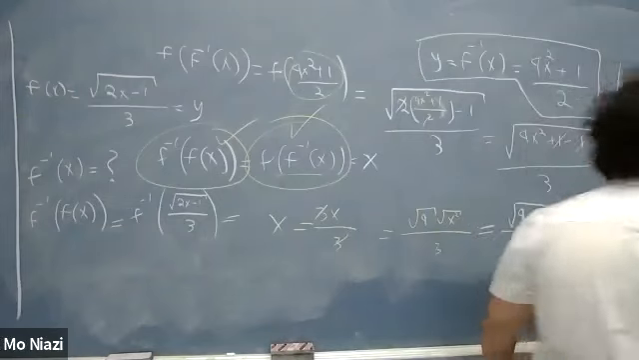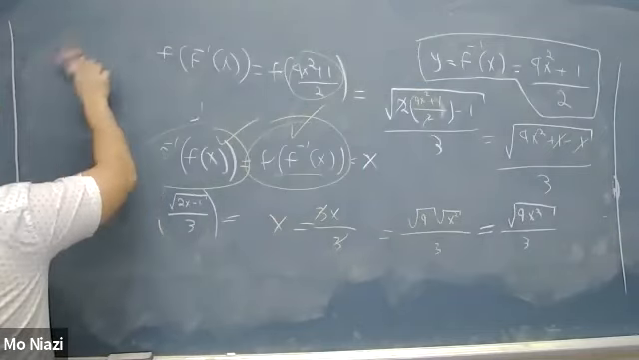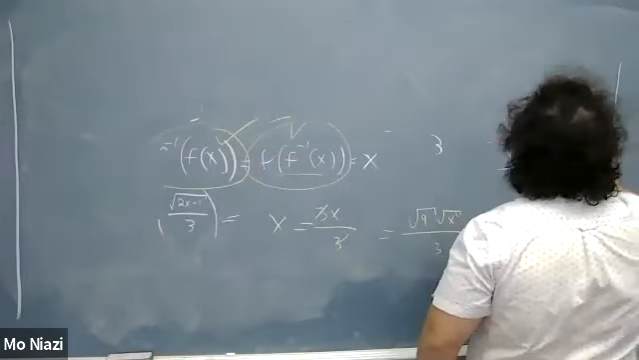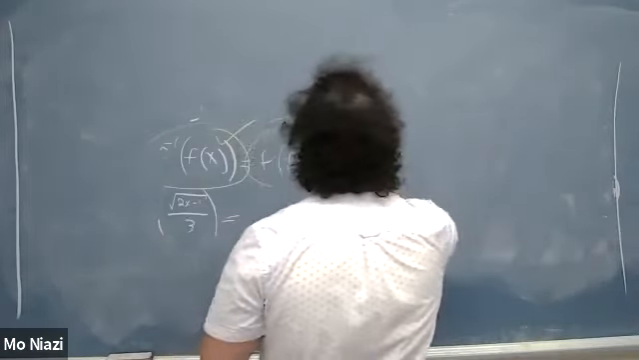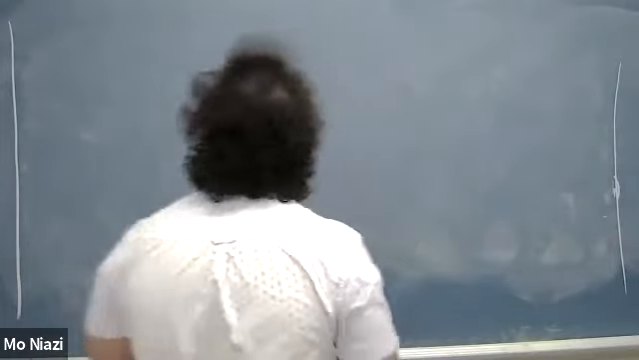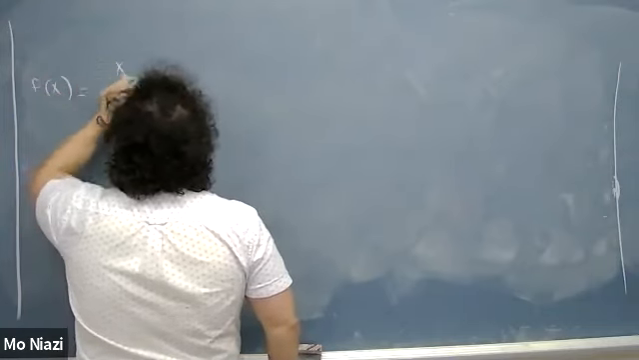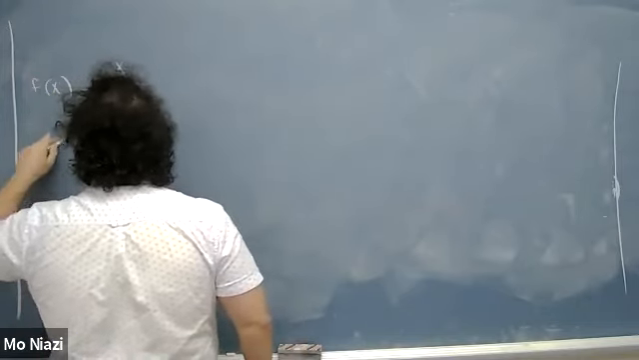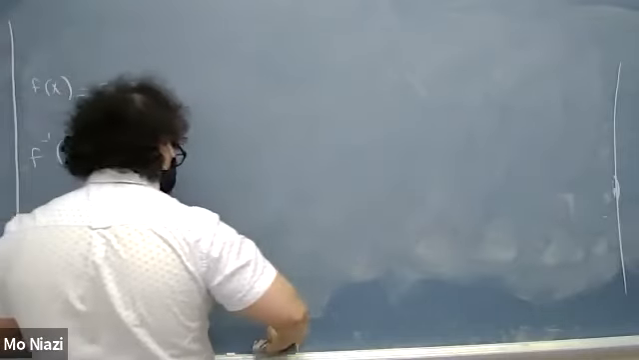Let's do another example. Now that I've walked you through the process once, we're just gonna do it again. Let's say f of x is equal to x over 2x minus 1. What is f inverse of x? Oh, actually, I don't want to put an x here. Let's just put a 3 here.